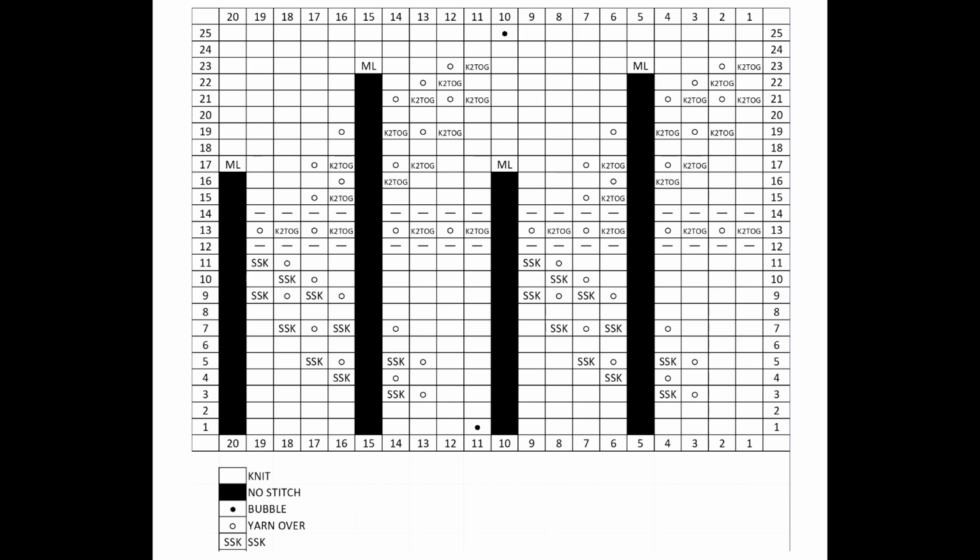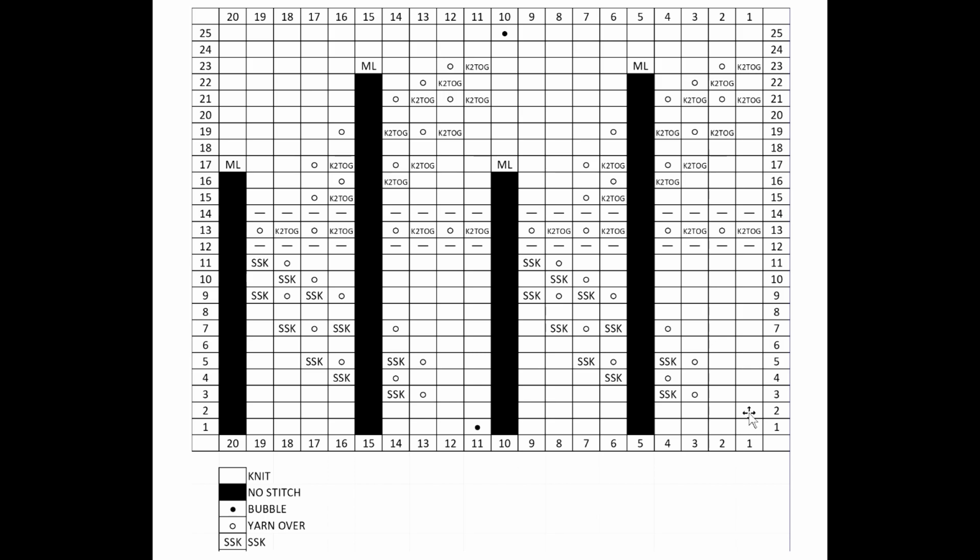And on row 23, I'm going to increase 2 more stitches here. That's why the black no stitch section ends on row number 22. So after you increase 2 stitches on row 23, there you go. You have 20 stitches. You know what I'm saying?